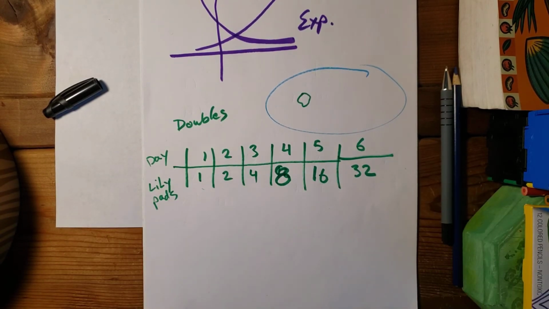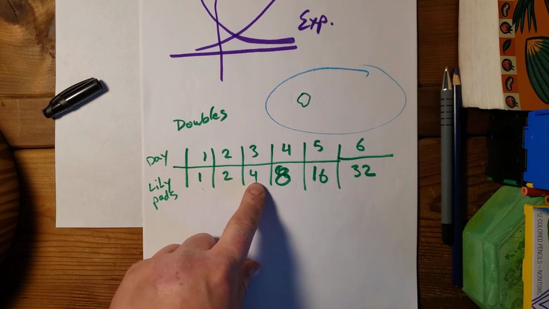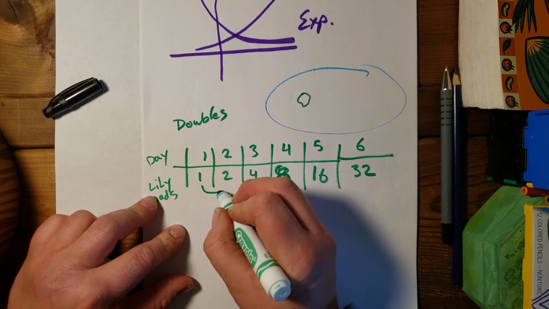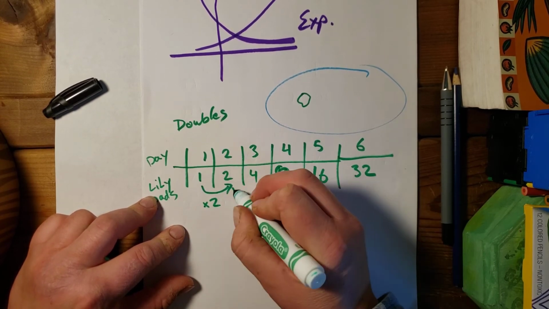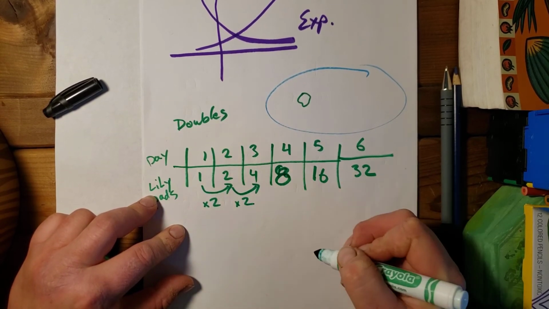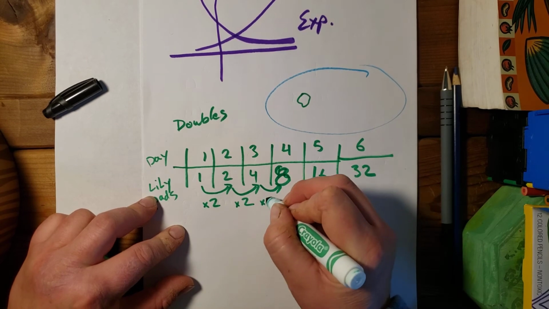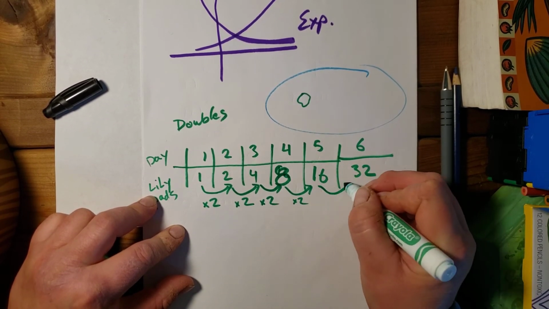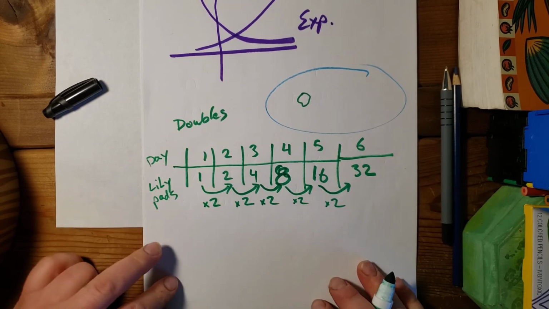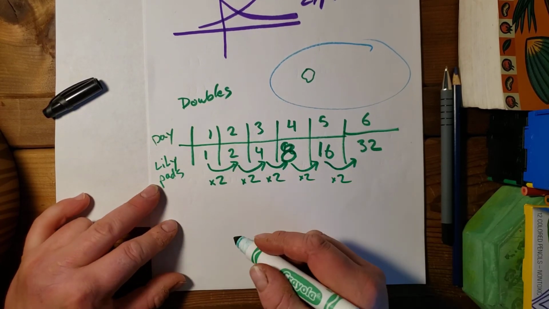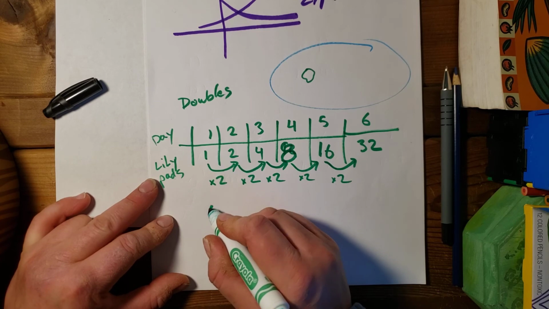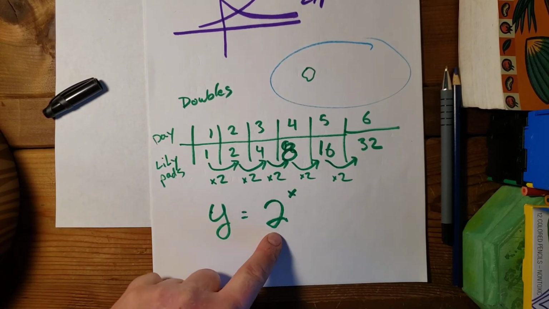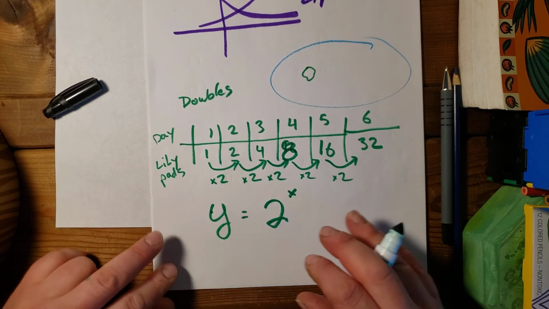And what's important here is while I could add 4 plus 4 to get there, what I am doing is timesing it by 2. Every time I'm timesing it by 2. Times 2, times 2, times 2, however many times. If we wrote out what that would look like, we would have y equals 2 to the x, right? It's timesing it by 2.